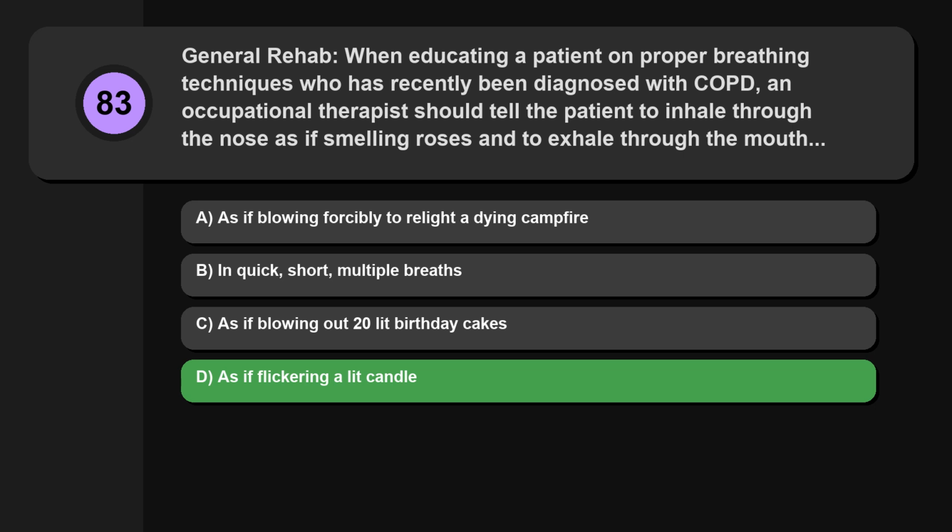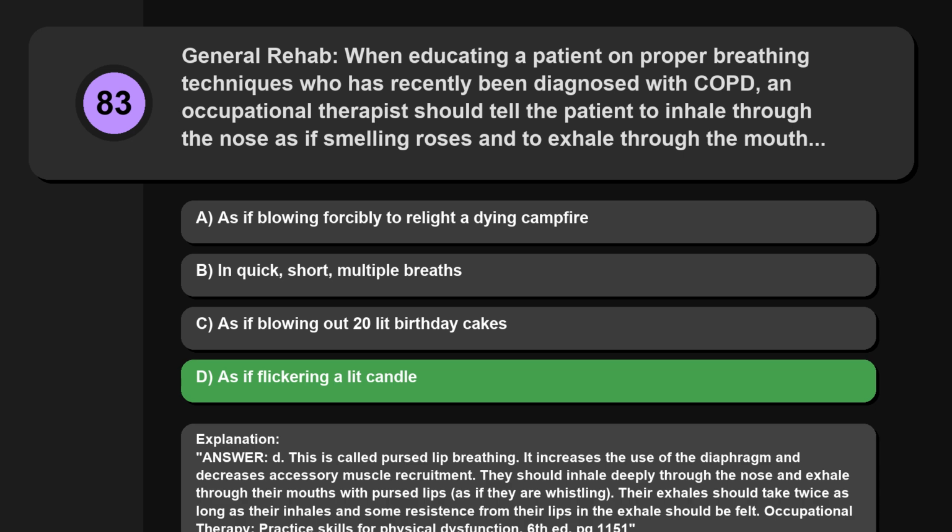As if flickering a lit candle. Answer D. This is called pursed lip breathing. It increases the use of the diaphragm and decreases accessory muscle recruitment. They should inhale deeply through the nose and exhale through their mouths with pursed lips, as if they are whistling. Their exhales should take twice as long as their inhales, and some resistance from their lips in the exhale should be felt. Occupational Therapy, Practice Skills for Physical Dysfunction, 6th edition, pg 1151.